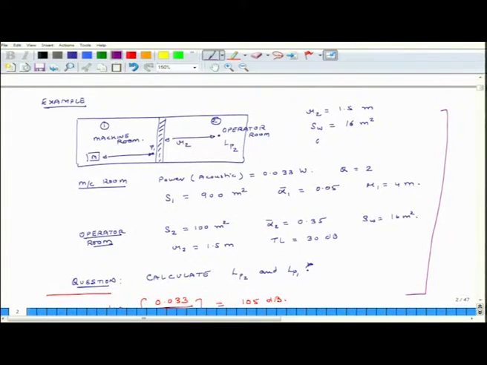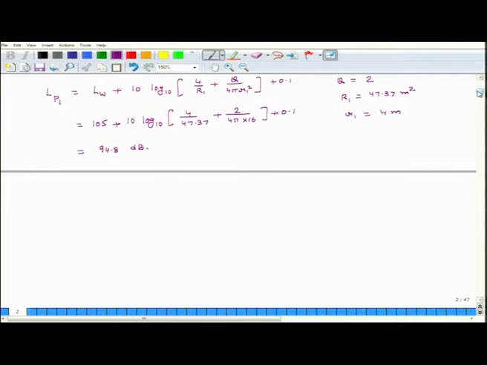serious hearing damage. So, to mitigate that, a partition has been introduced, a wall, and the transmission loss of this wall is 30 decibels. So, our next step is to compute the sound pressure level at a point 1.5 meters away in the operator room. So, our next step will be to compute LP2.